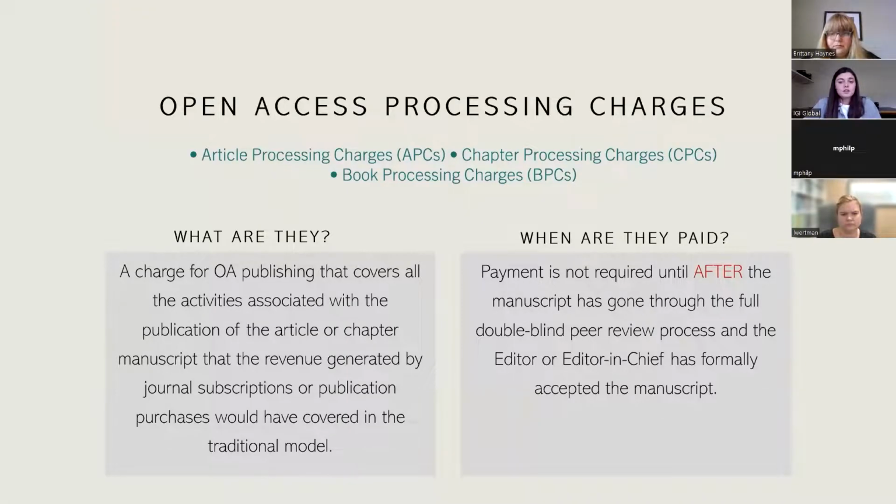So the most common processing charges that we see are the article processing charge, or the APC, or the chapter processing charge, the CPC, for individual book chapters. These processing charges cover the tasks associated with the article or chapter publication. This replaces the revenue that would have been generated by that journal or book subscriptions under the previous subscription-based model. These processing charges are not paid by the funding sponsor or individual author until the manuscript has gone through the peer review and the editor-in-chief has formally accepted the manuscript for publication.